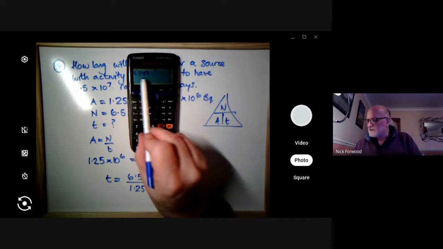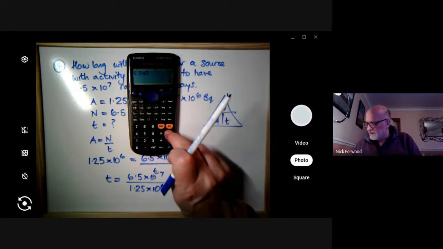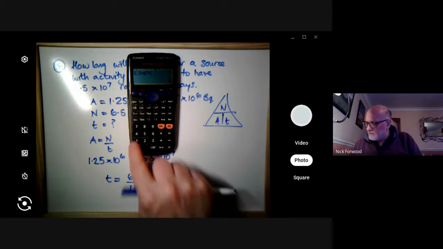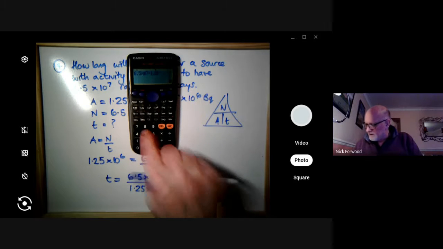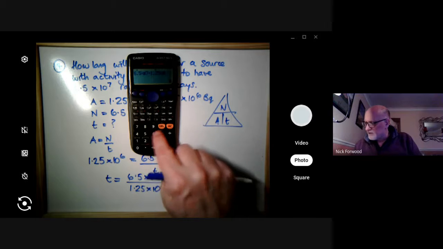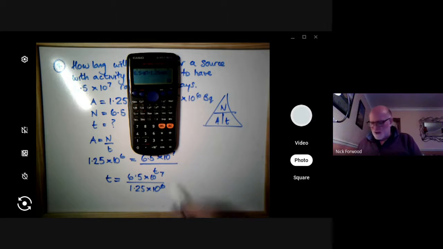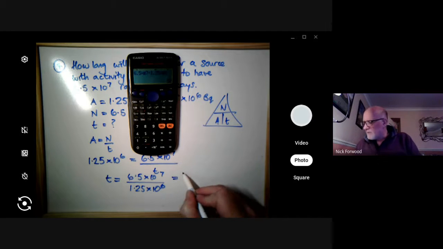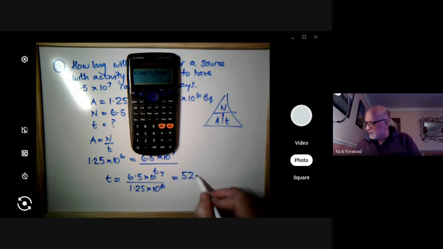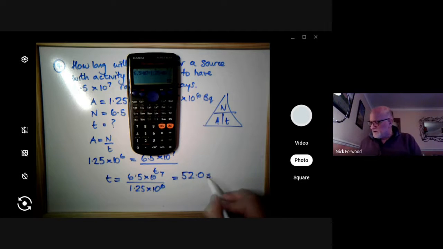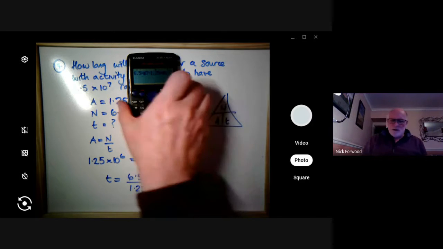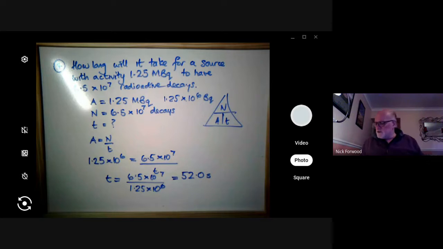And you probably can't see that there, but we're then going to divide by 1.25 times 10 to the power of 6, and then press the equals button. And that appears to give me a time of 52.0. It just says 52 on my calculator, 52.0, three significant figures, 52.0 seconds. So there we go. Okay, and that's my worked examples done.